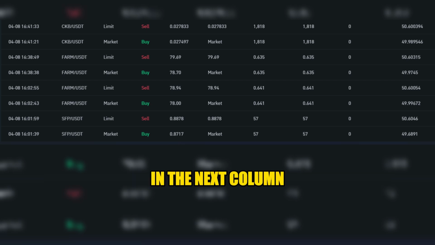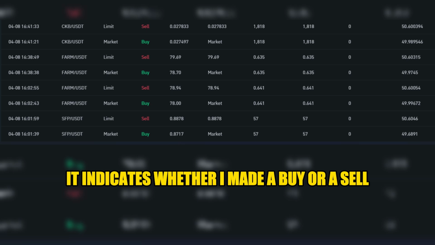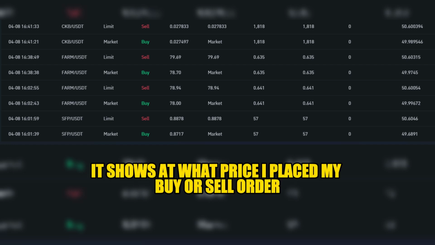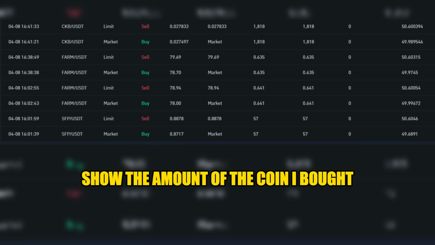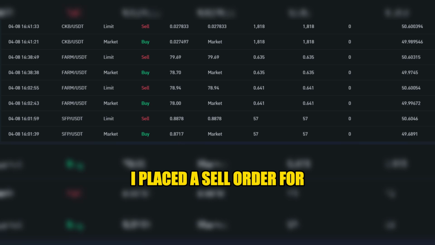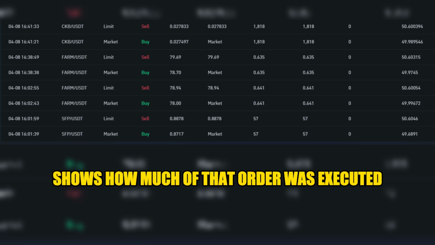In the next column, it indicates whether I made a buy or a sell. Next to that, it shows the price at which I bought and sold. In the next column, it shows at what price I placed my buy or sell order. The next two columns show the amount of the coin I bought. The first column shows how much of the coin I placed a sell order for, and the second column shows how much of that order was executed.